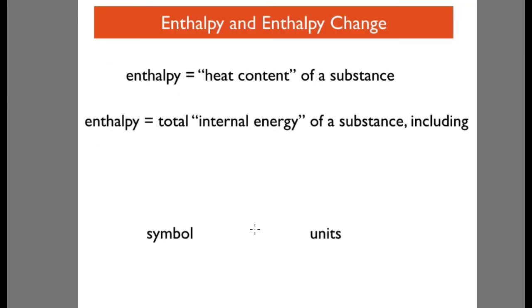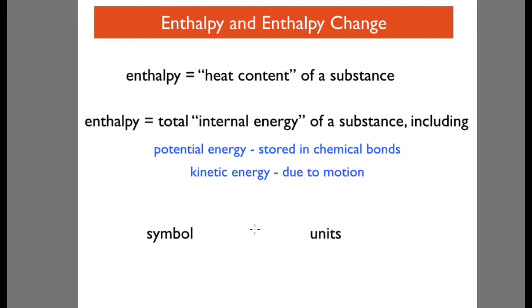Enthalpy is the heat content of a substance. It's basically the total internal energy of a substance, which will include the potential energy, which is stored in the chemical bonds, and the kinetic energy, which is due to motion. The symbol is capital H. And the units are joules or kilojoules.